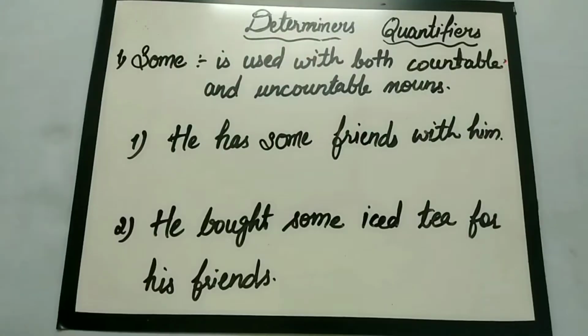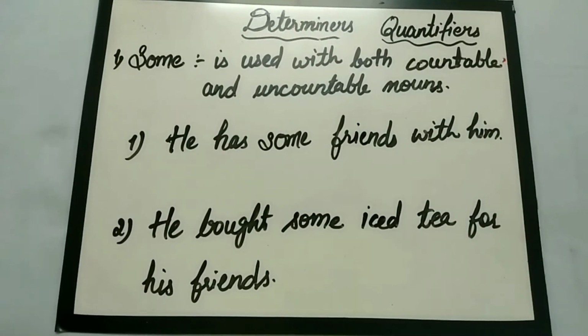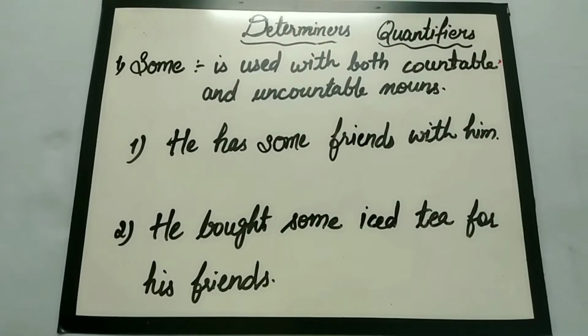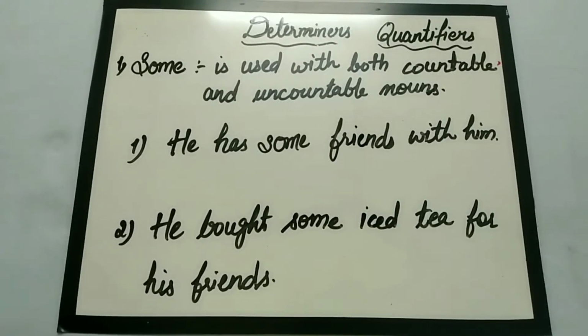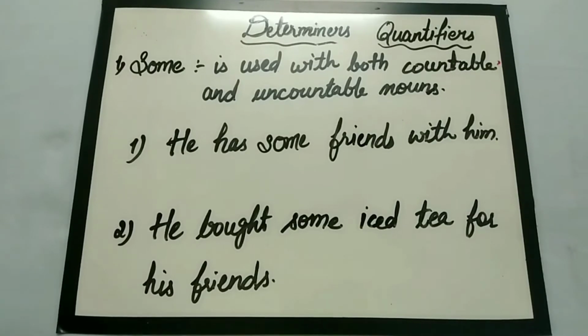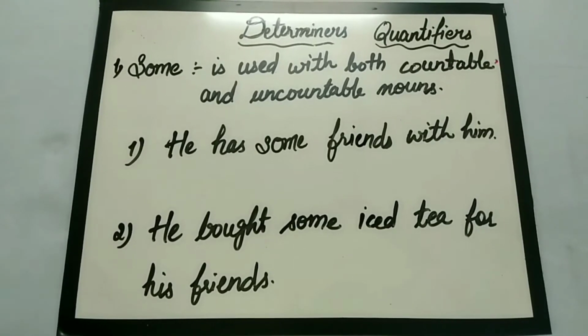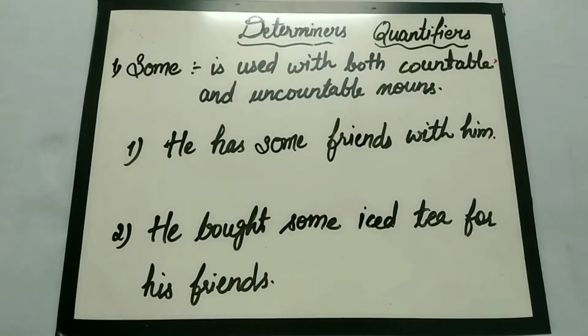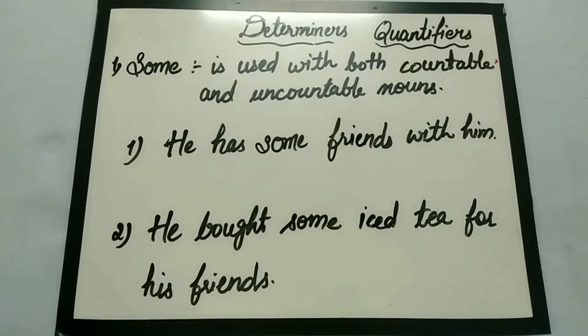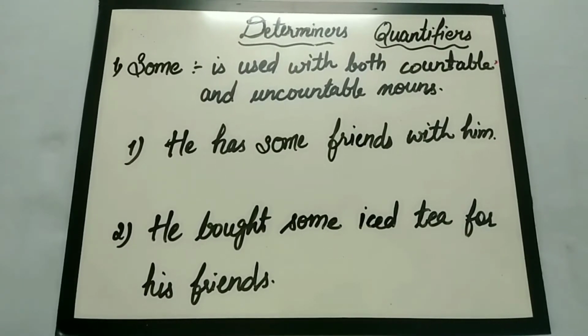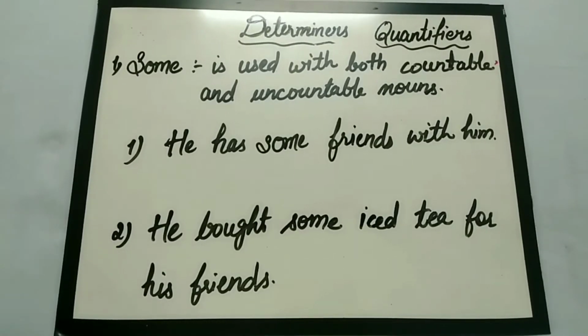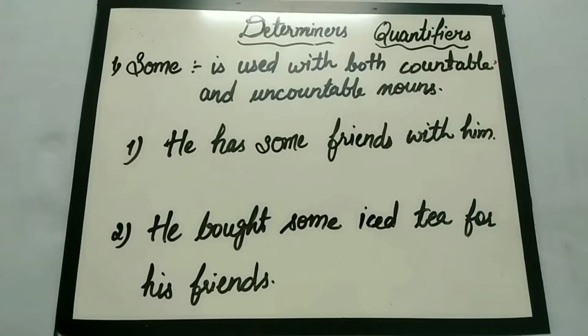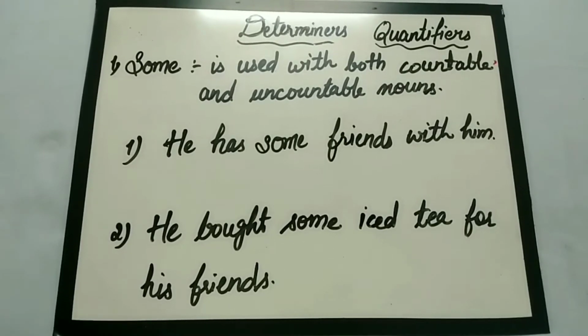Let's learn in detail. So here is our first quantifier, some. Some is used with both countable and uncountable nouns, and it is used in positive sentences. Some is always used in positive sentences, not in negative sentences. And it is also used when we are offering something to someone, and when we are making a request.